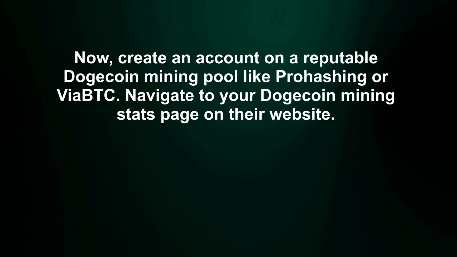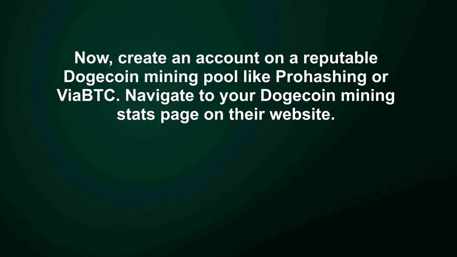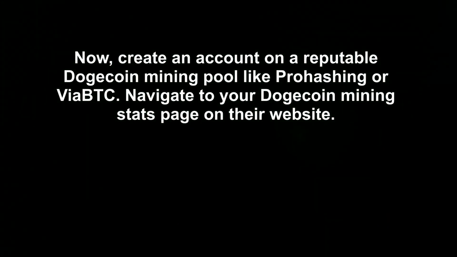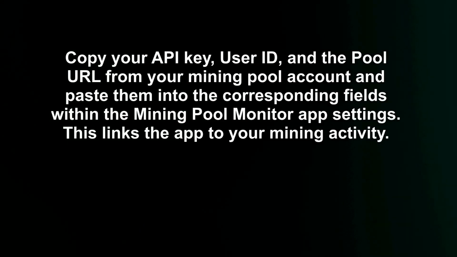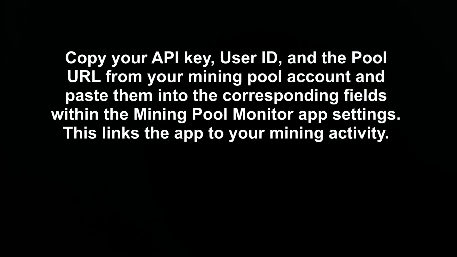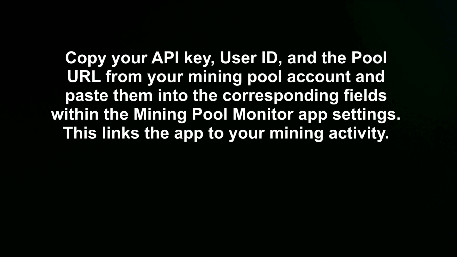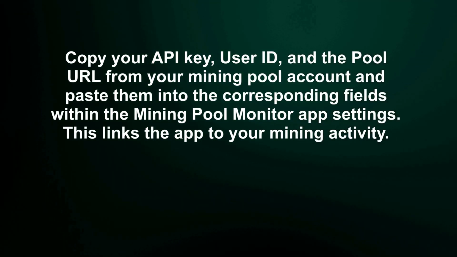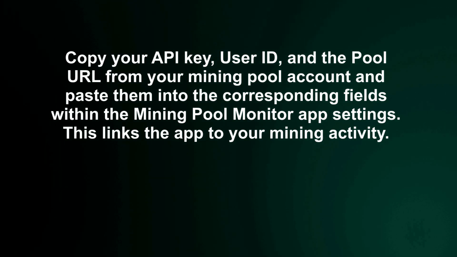Now, create an account on a reputable Dogecoin mining pool like ProHashing or VApp. Navigate to your Dogecoin mining stats page on their website. Copy your API key, user ID, and the pool URL from your mining pool account and paste them into the corresponding fields within the Mining Pool Monitor app settings. This links the app to your mining activity.